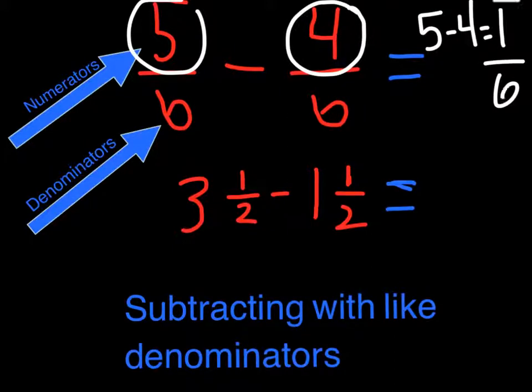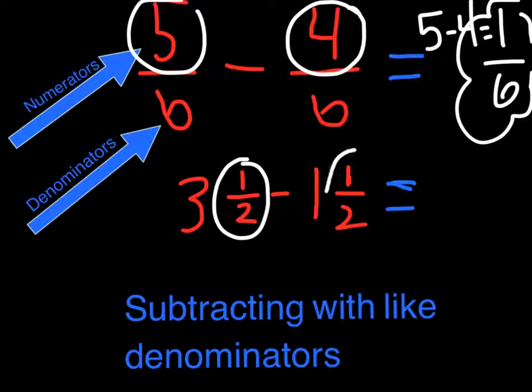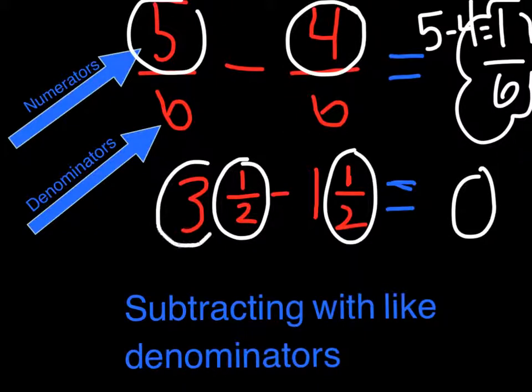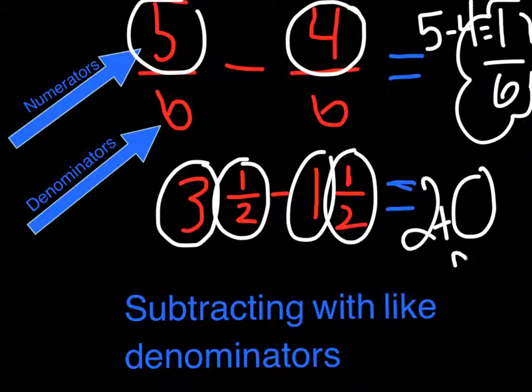In the second example, 3 1/2 minus 1 1/2, you subtract the fractions first, so 1/2 minus 1/2 equals 0. And then subtract the whole number, so 3 minus 1 equals 2. So the answer is 2.